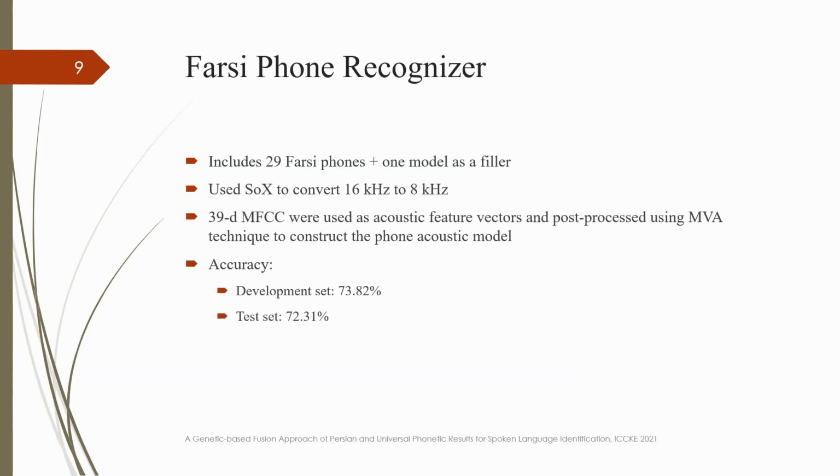Our second phonetic system is based on a Farsi phone recognizer, which includes 29 Farsi phones, plus one model as a filler. To train our Farsi phone recognizer, we did the following steps. Since our spoken LID dataset contains files with a sampling rate of 8 kHz, and Farstat files are 16 kHz, we used the Sound Exchange Toolkit to convert Farstat files to 8 kHz. Then we extracted 39-dimensional MFCC as acoustic feature vectors, and they were post-processed using mean subtraction, variance normalization, and ARMA filtering, or MVA technique, to construct the phone acoustic model.